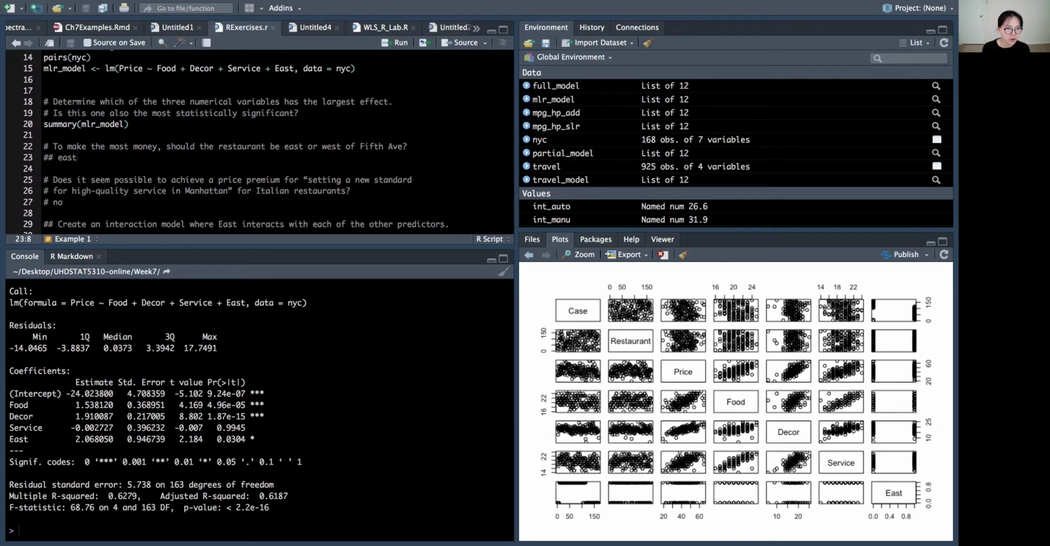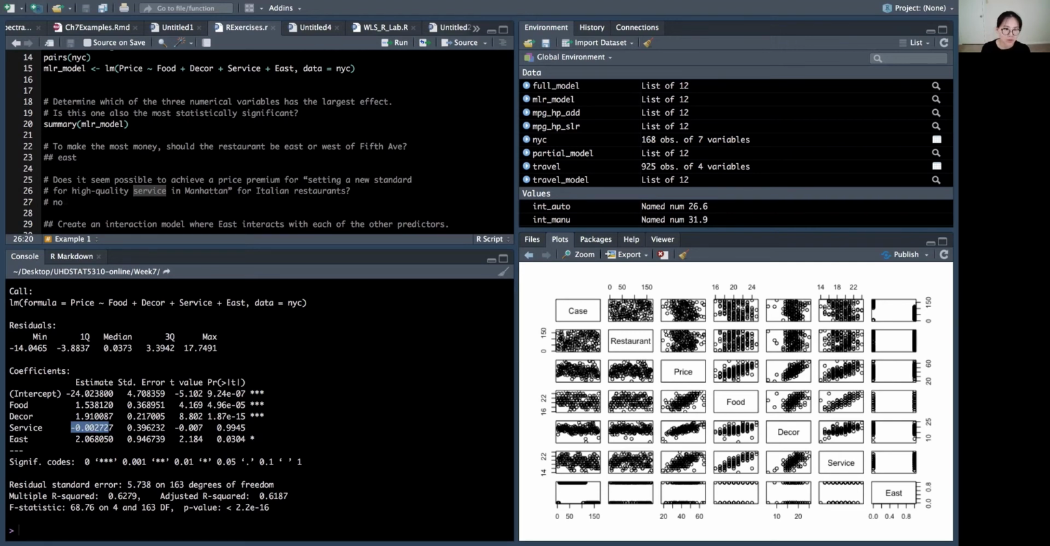Another question is, does it seem possible to achieve a price premium for setting a new standard for high quality service in Manhattan for Italian restaurants? Well, this is about the service. Let's take a look at the service estimates. Focus on this line. Yeah, so we notice this service has a negative coefficient estimate. That means if you increase your service level, your price will not increase, because it's a negative value.